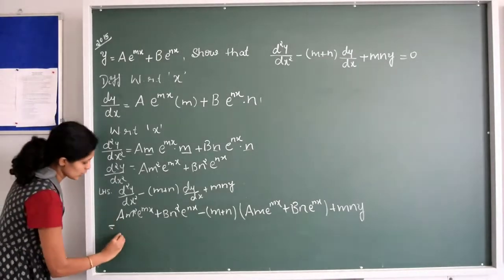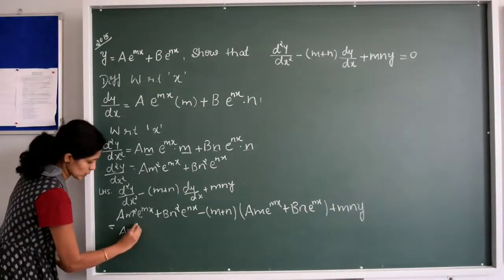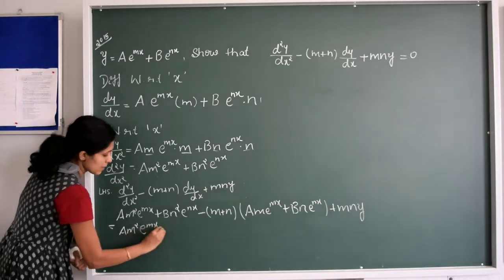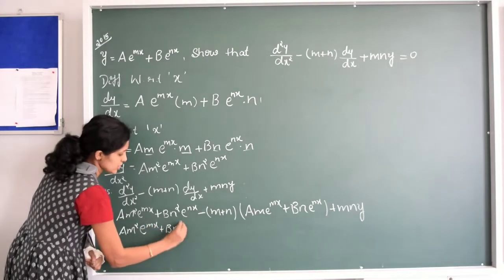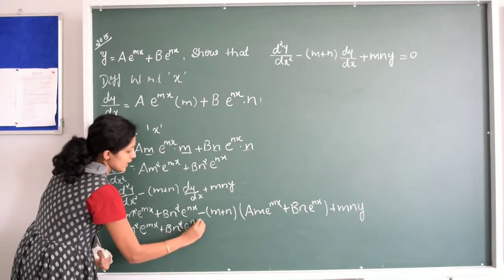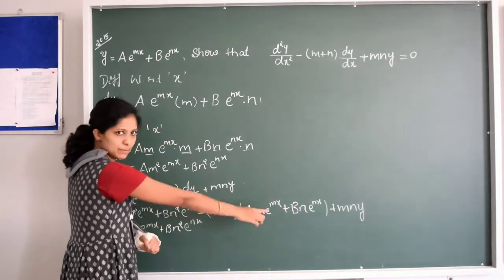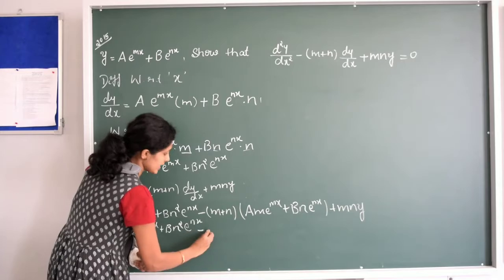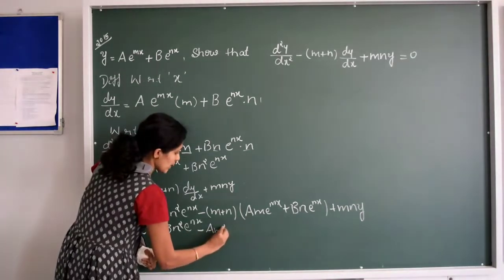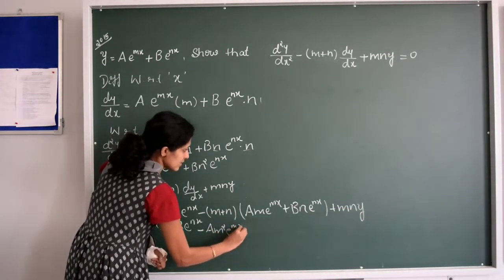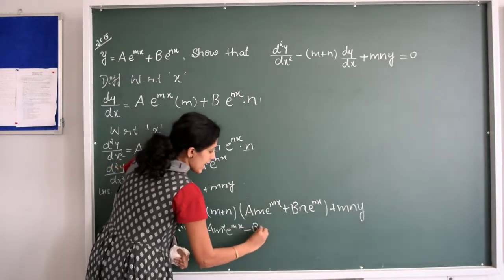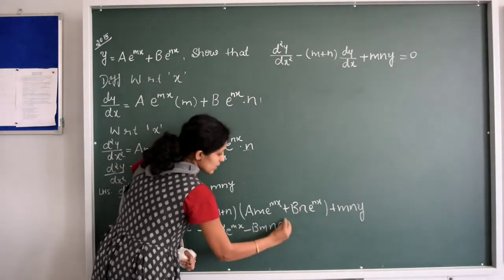So now this is equal to a m square e to the power mx plus b, just a simplification is there, n square e to the power nx. Now minus m plus n, this is multiplied to this one, right? First we will multiply by minus m. So this is now minus a m square e to the power mx, right, minus b m into n e to the power nx.